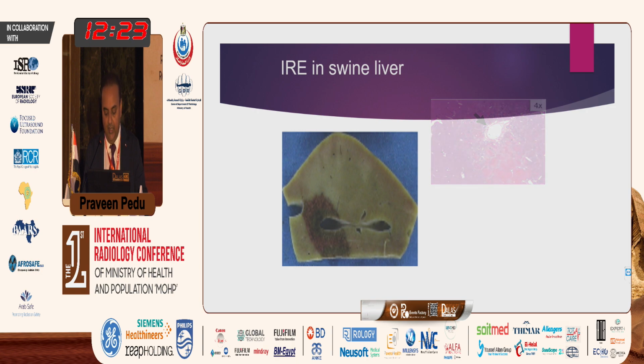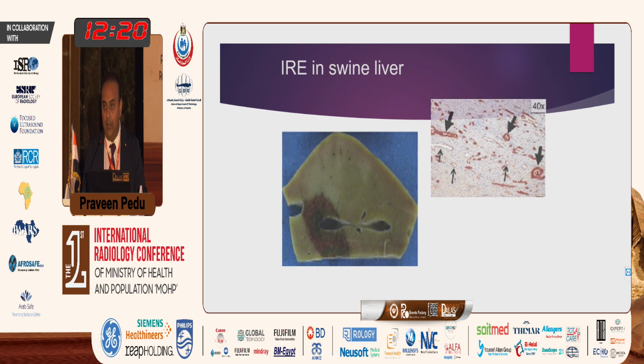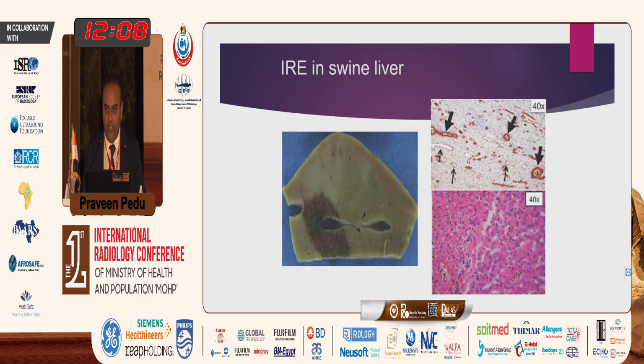Okay, and if you look at the high power histological field, what you see is not just the major vessels, but also the minor vessels and the bile ducts within the treated zone are completely unaffected by the actual treatment. And this is the H&E staining of the same tissue, again clearly showing a clear histological demarcation between the treated tissue on one side and the untreated tissue on the other side.